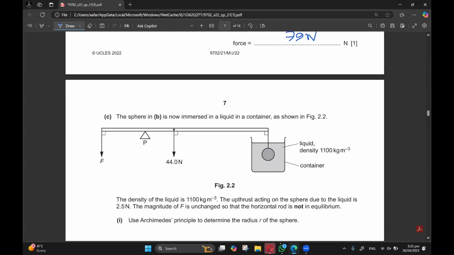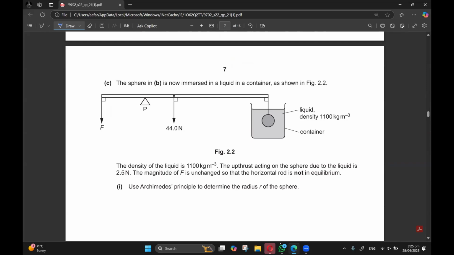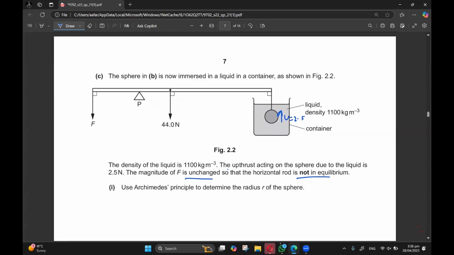The sphere in B is now immersed in a liquid in a container as shown. Density of the liquid is 1100 kg per meter cube. The upthrust acting on the sphere due to the liquid is 2.5 Newton. Magnitude of F is unchanged so that the horizontal rod is not in equilibrium. Use Archimedes principle to determine the radius R of the sphere.